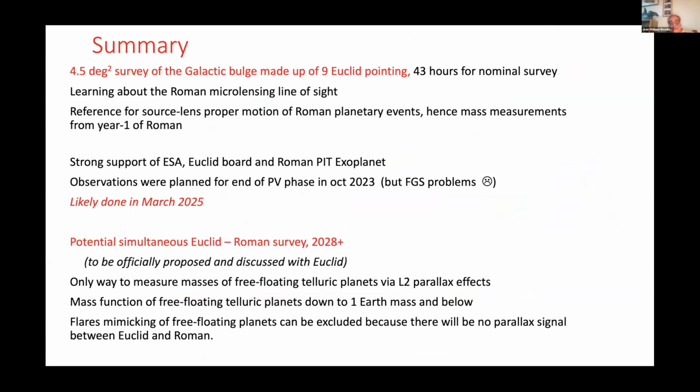Originally, they were due to be done at the end of the performance verification phase of Euclid in October 2023, but because of all the problems they had at the time, all these planned observations from the PV phase were cancelled. So it will most likely be done in March 2025. And I just want to stress that the simultaneous observations of Euclid and Roman, which are only potential and not granted yet, would be a very powerful way to address the questions of free-floating planets. Thank you.